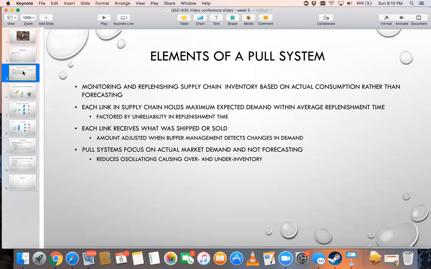And this is why it's so important to have reliable replenishment times and have reliable demand. Now, a lot of people say, well, Lean doesn't use forecasting. Well, they do in a sense. You still need to forecast, but you basically forecast based upon previous consumption and not current consumption.